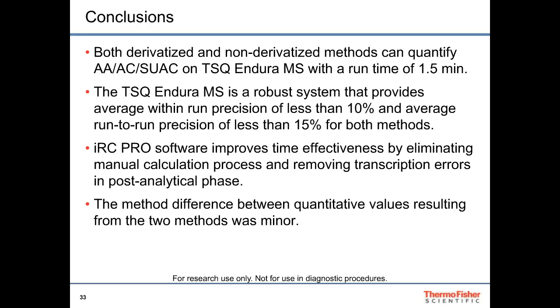Okay, thank you. Next question is, can TSQ Access be used instead of Endura? Yeah, the TSQ Access is a much more affordable triple quadrupole mass spectrometer from Thermo Fisher Scientific. And we've actually tested the derivatization method on the TSQ Access, and all of the amino acids and the succinyl compounds and acylcarnitines from dried blood spots can be detected and quantified using the derivatization method on the Access. However, the Access is not quite sensitive enough to handle the non-derivatized method.